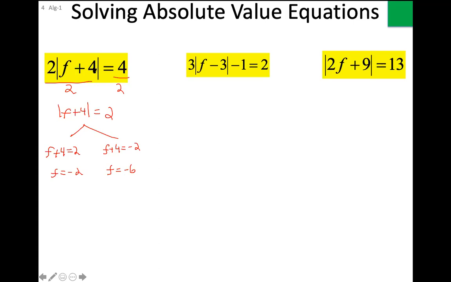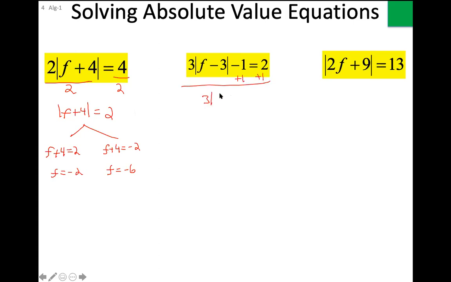-2 plus 4 is -2. The absolute value of -2 is 2. 2 times 2 is 4. -6 plus 4 is -2. Absolute value of -2 is 2. 2 times 2 is 4. On the second one, get rid of the -1 first. So add 1 to both sides.